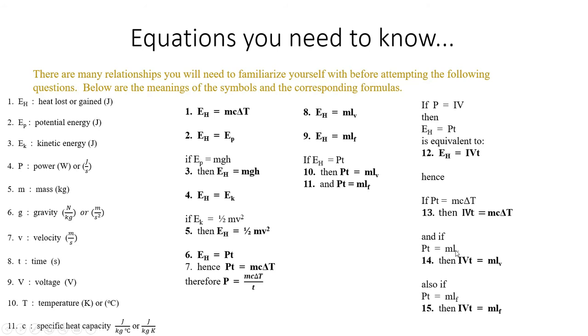And if PT is equal to MLV, then IVT, remember IV is indicative of P. That's what P is equal to. So IV, we're substituting P with IV, times T will be equal to mass times latent heat of vaporization. And the same case, if you have PT equal to MLF, then IVT is equal to MLF. So once you know these things and once you realize the relationship, you could actually apply your knowledge across the board once you have your variables and everything. But of course, you have to answer a lot of questions, which is what we're going to be doing right now. So see you on the flip side.